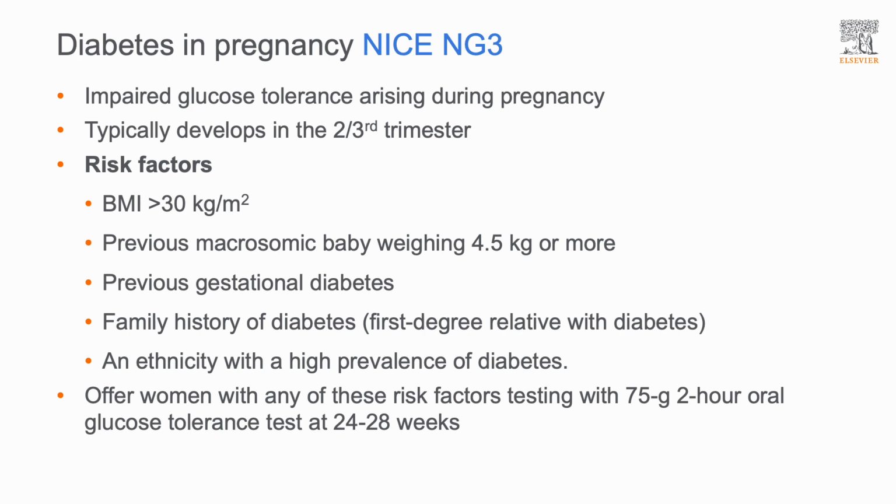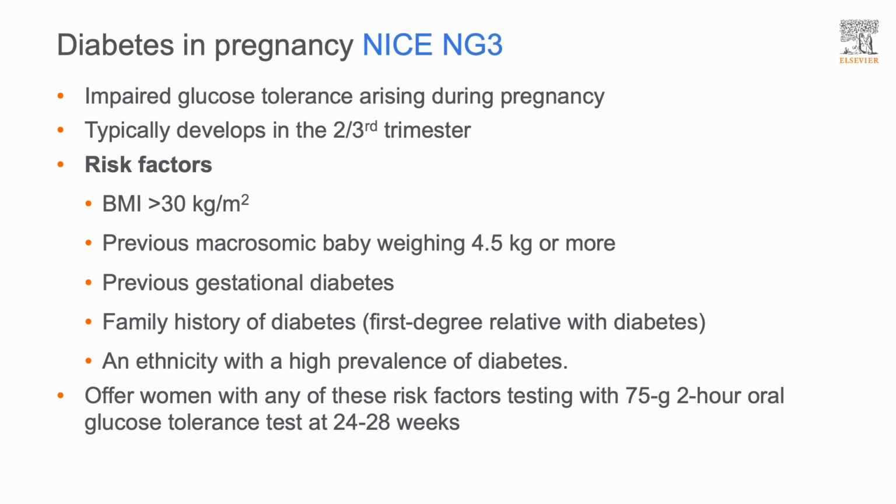Risk factors for gestational diabetes include a BMI above 30, a previous macrosomic baby weighing 4.5 kilograms or more, a previous history of gestational diabetes in a previous pregnancy, a family history of diabetes, any first-degree relatives with diabetes, and any ethnicities with a high prevalence of diabetes, such as Southeast Asian.